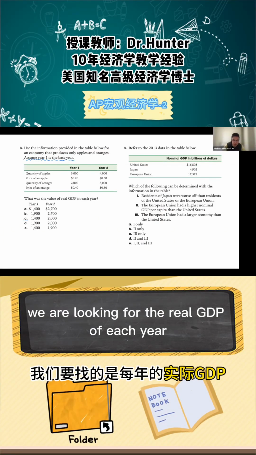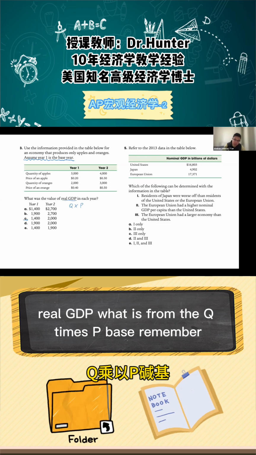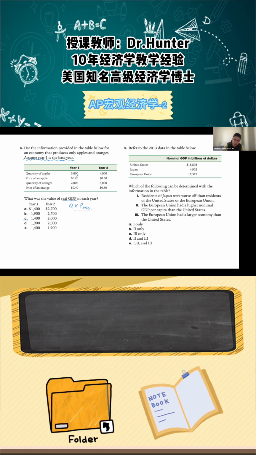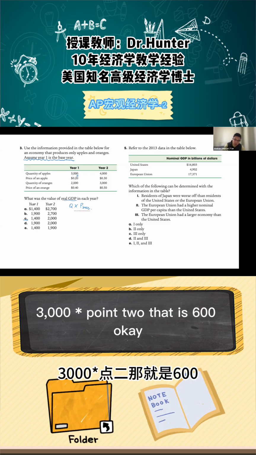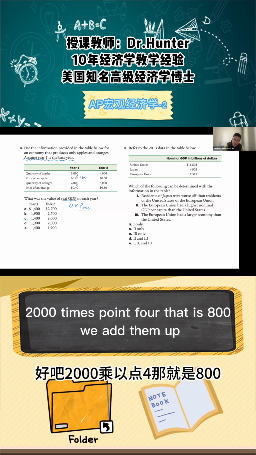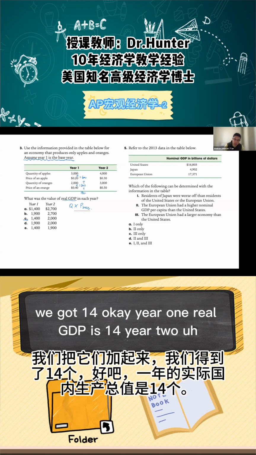We are looking for the real GDP of each year. Real GDP, what is the formula? Q times P base. Remember? And year one is the base year. So for year one, real GDP is 3,000 times 0.2, that is 600. Okay? 2,000 times 0.4, that is 800. We add them up, we got 1,400. Year one real GDP is 1,400.